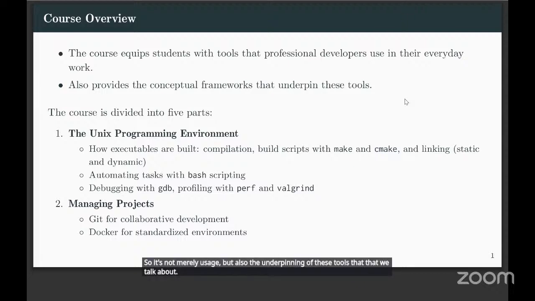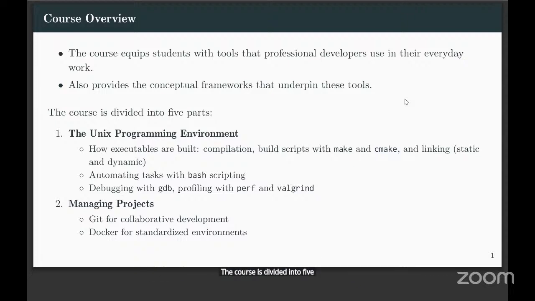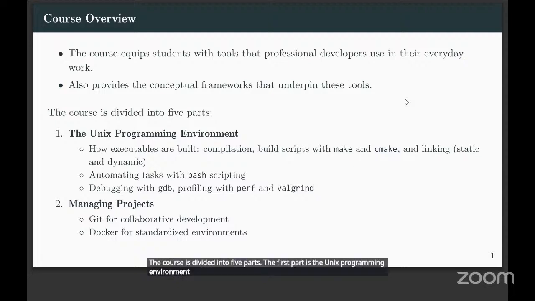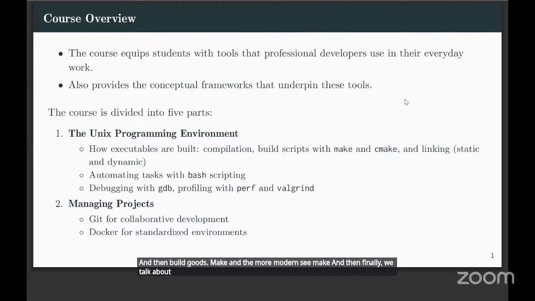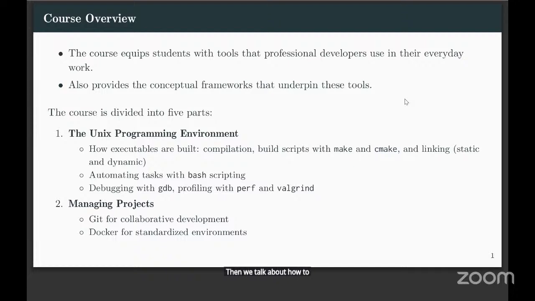The course is divided in 5 parts. The first part is the Unix programming environment, where the first subpart of this is how executables are built, starting from compilation, which we touch upon, and then build scripts, make and the more modern CMake. And then finally, we talk about linking, something that is not usually covered in courses. Then we talk about how to automate tasks with bash scripting, sed, awk, and so on and so forth.